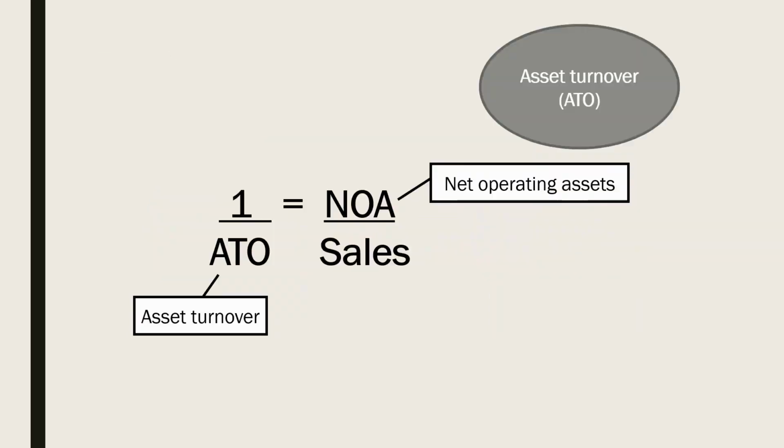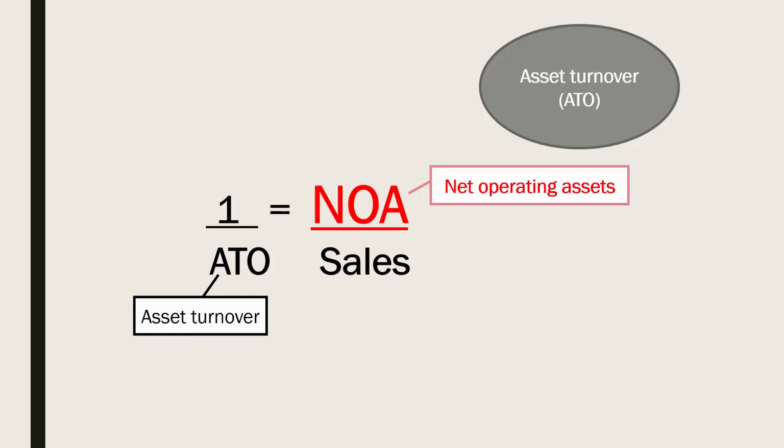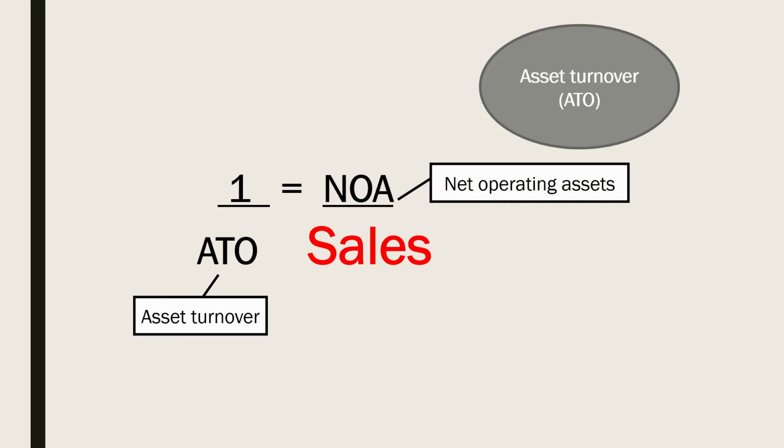Alternatively, asset turnover can be looked at as its inverse. 1 over asset turnover equals net operating assets divided by sales. The inverse of asset turnover, that is 1 over ATO, is the amount of net operating assets needed to be put in place in the business to generate each dollar of sales.